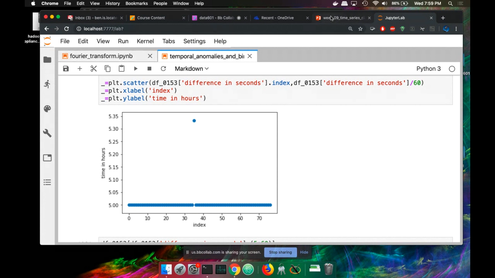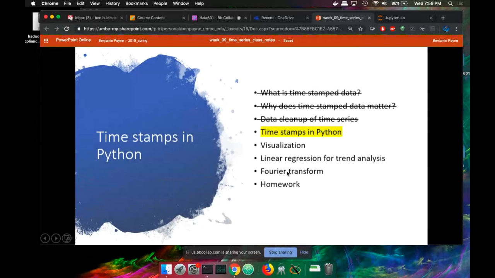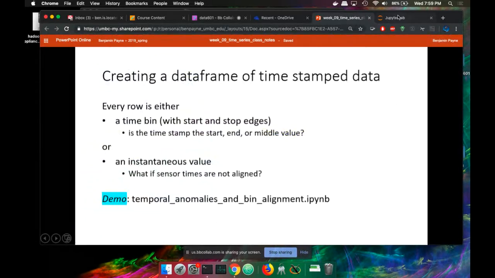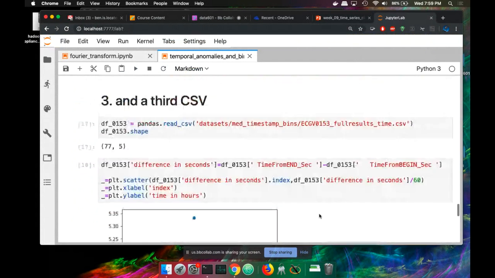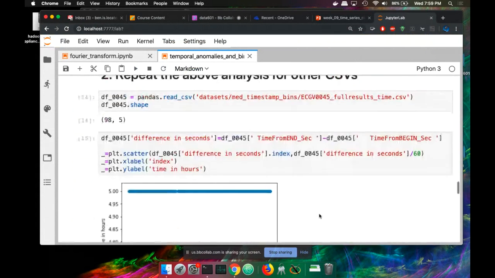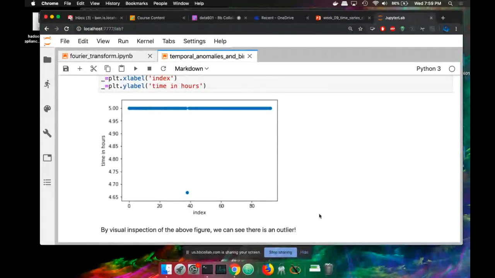Questions on that? That's a good question. I think the answer was sort of. They're in the middle. This one is right in the middle of the recording, this one is a little bit towards the front, and this one was roughly about the same. Whether there's a pattern there, I don't think three CSVs was enough to establish that. It's a reasonable question.